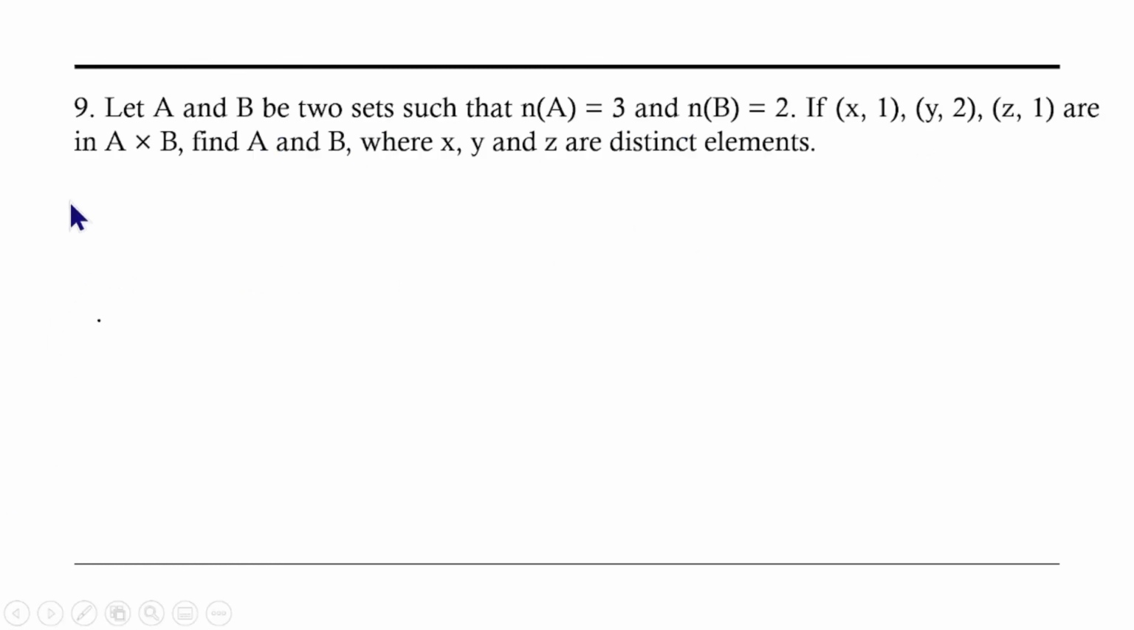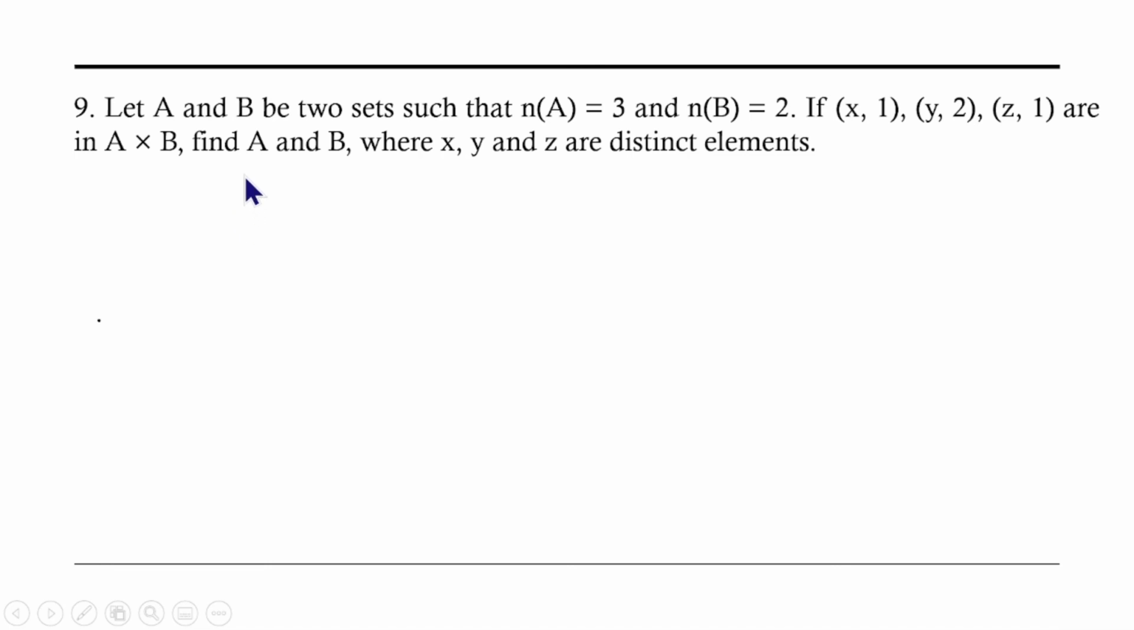Next question. Let A and B be two sets such that n(A) is equal to 3 and n(B) is equal to 2. If ordered pairs (x, 1), (y, 2), (z, 1) are in A cross B, then find A and B where x, y and z are distinct elements. So here it is given the number of elements in A is 3 and number of elements in B is 2. And we have these ordered pairs in A cross B. We need to find A and B.